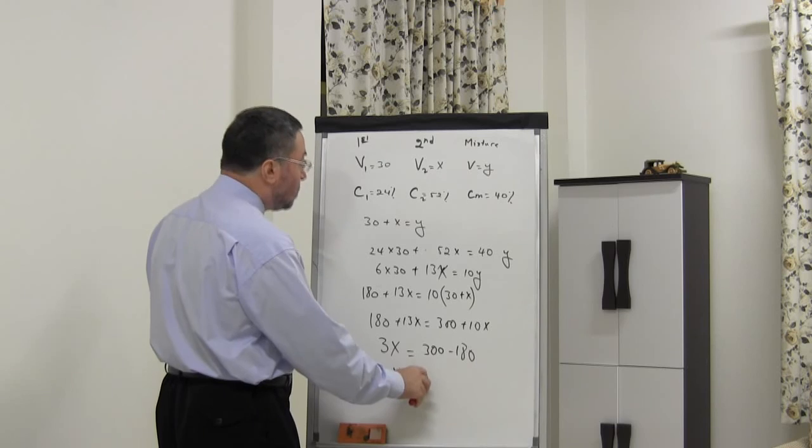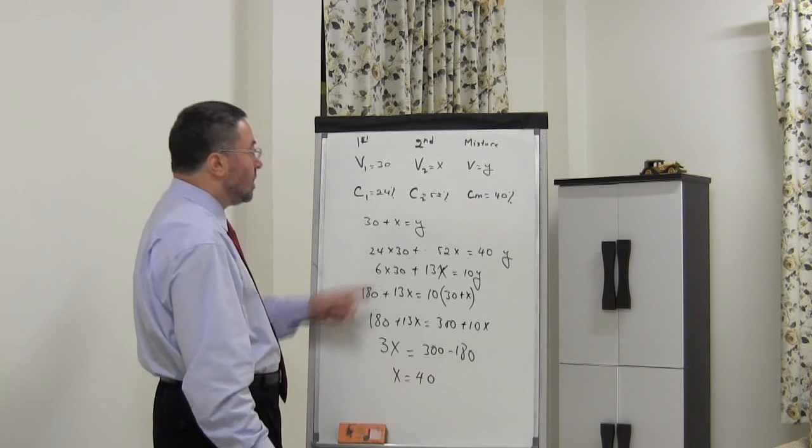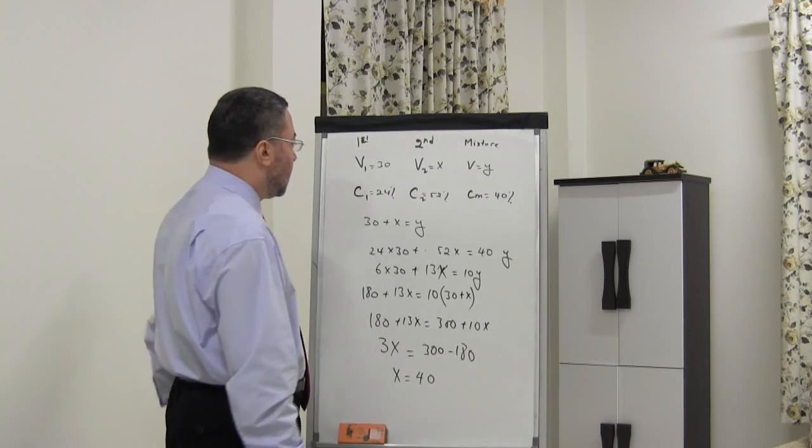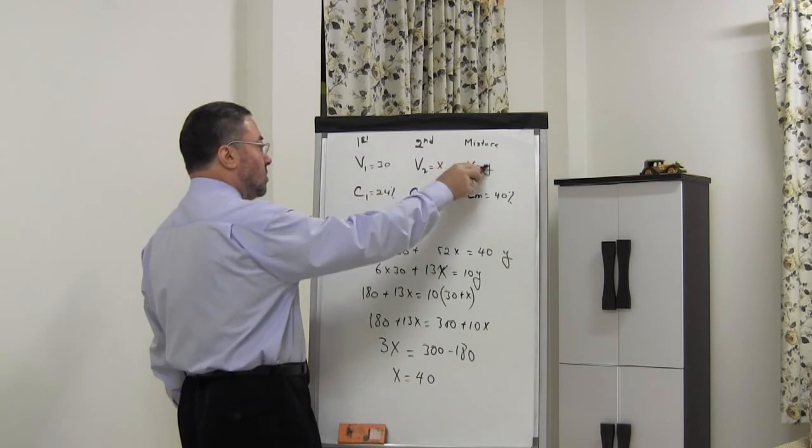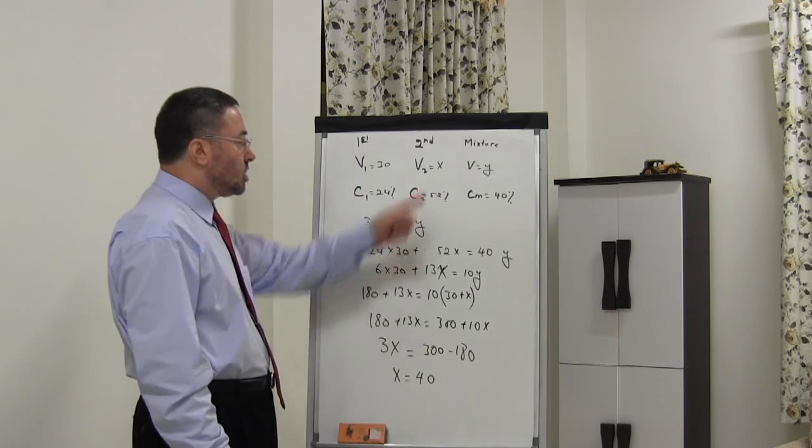So x equals 40 gallons. So we need 40 gallons to mix with 30, and that will give us the final volume, which is 70.